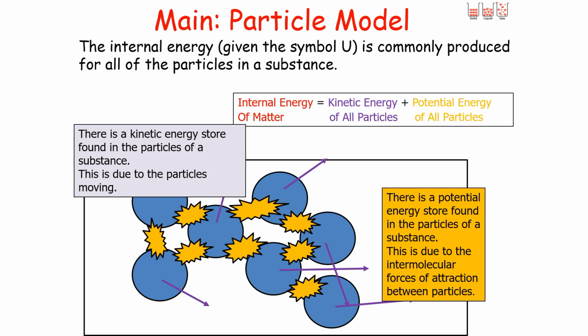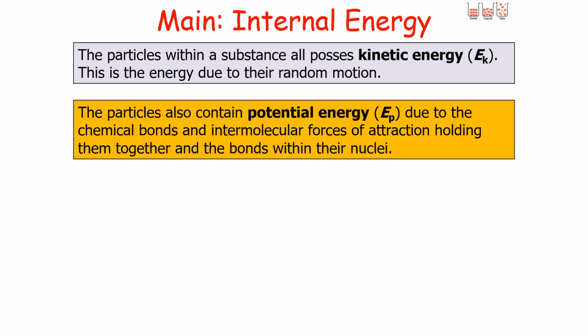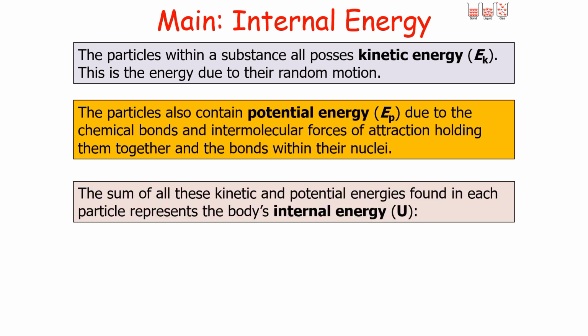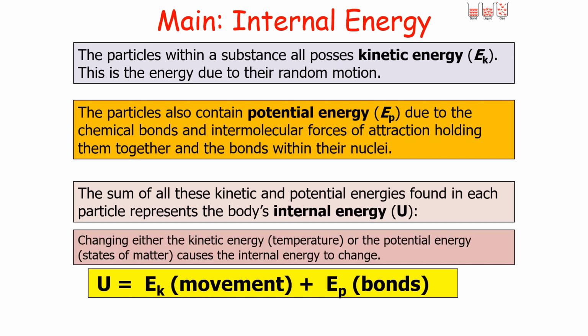So to summarize these ideas, the particles within a substance all possess kinetic energy, which is due to their random motion. The particles also contain potential energy due to the chemical bonds and intermolecular forces of attraction holding them together and the bonds within their nuclei. The sum of all these kinetic and potential energies found in each particle represents the body's internal energy. So it is equal to the kinetic energy store plus the potential energy store. Changing either the kinetic energy or the potential energy causes the internal energy to change.